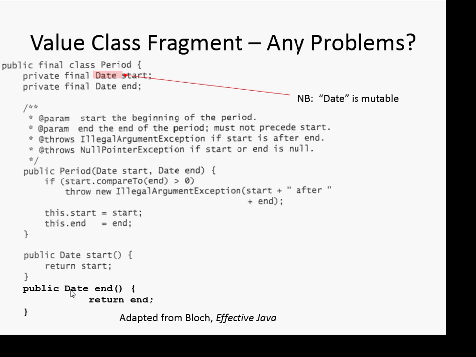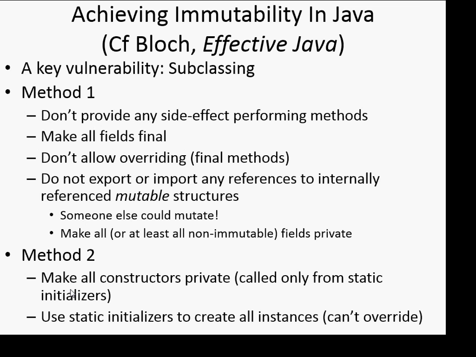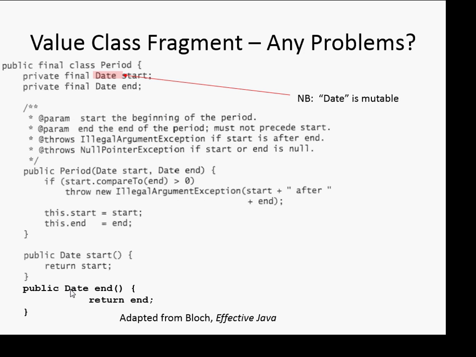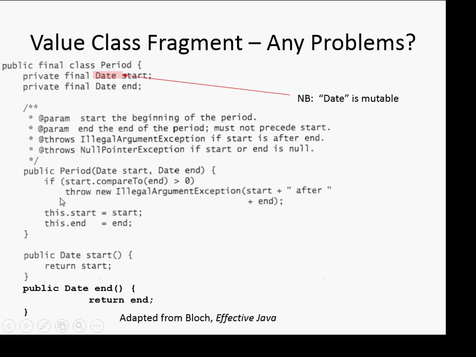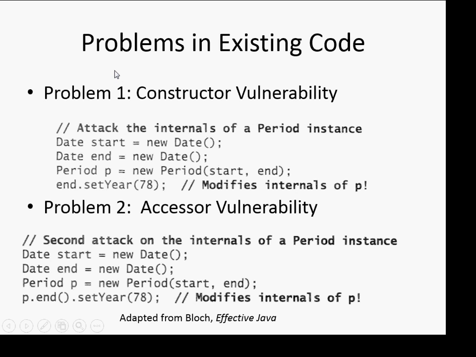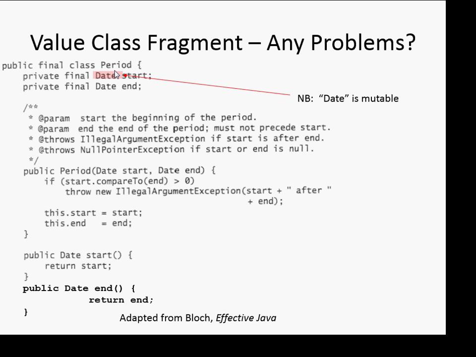Okay, so we're doing pretty well as far as our checklist. Don't allow overriding. Well, we haven't done that, so we're not fully adhering to it. But it's really the problem I want to draw attention to is this last one. Okay, it's this issue of these mutable fields. So this is mutable.